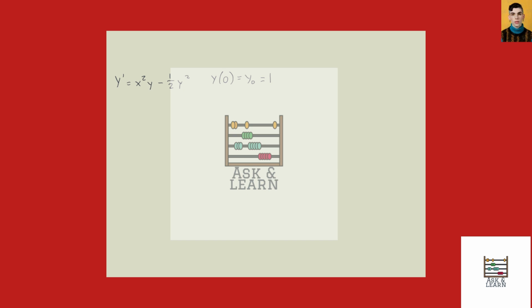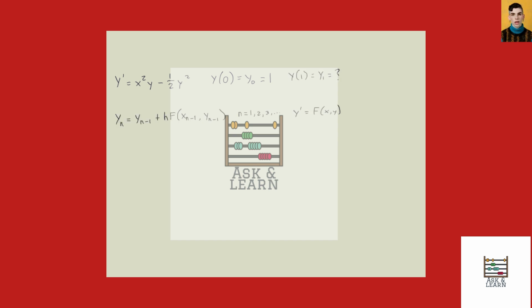In this problem, we are asked to use Euler's method with a step size of 0.2 to estimate y when x is equal to 1, where y is the solution of the initial value problem that is described in our formula. In our formula for y prime, and our initial value of y at x is equal to 0.